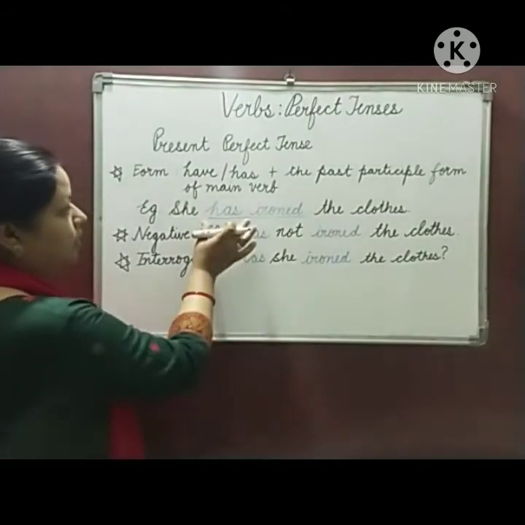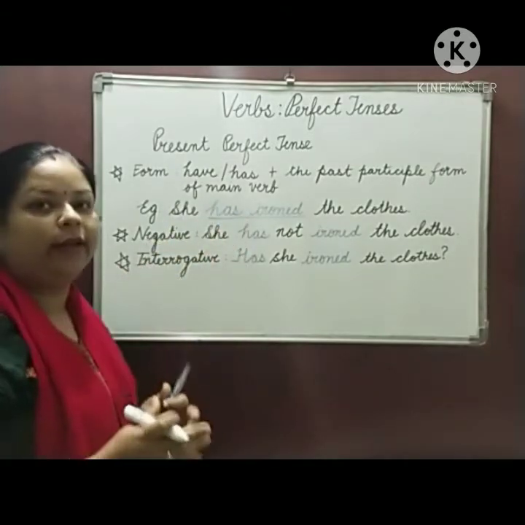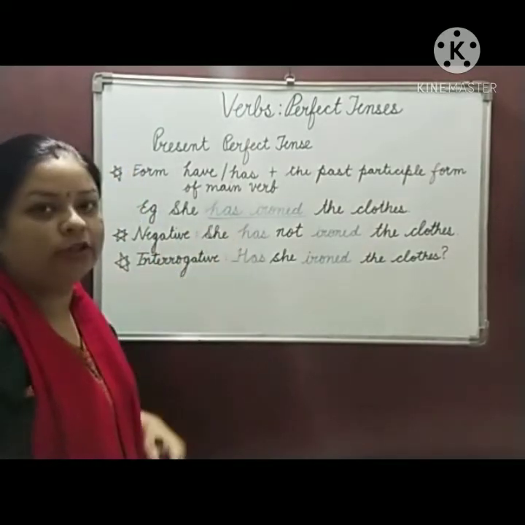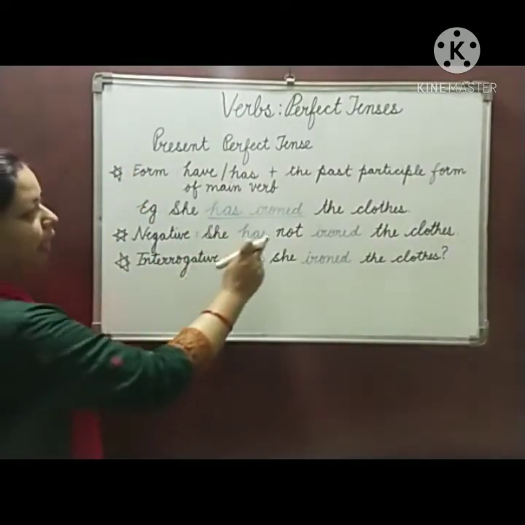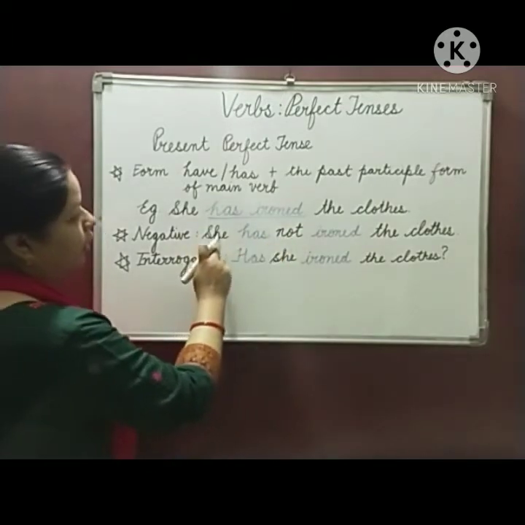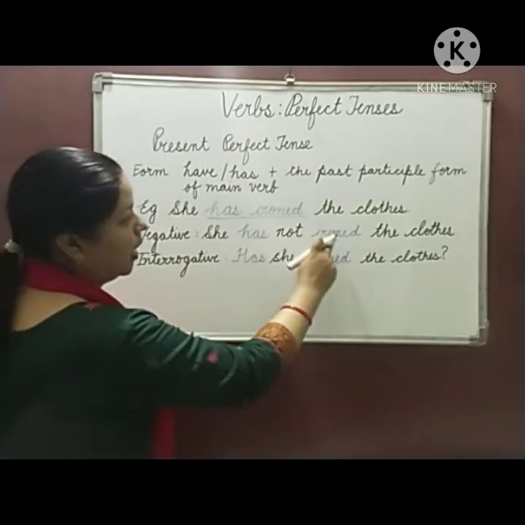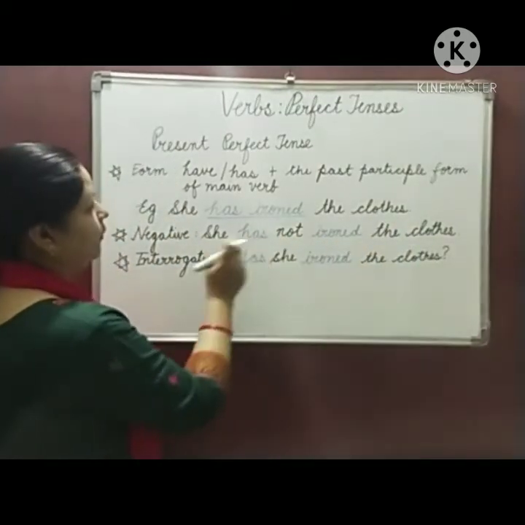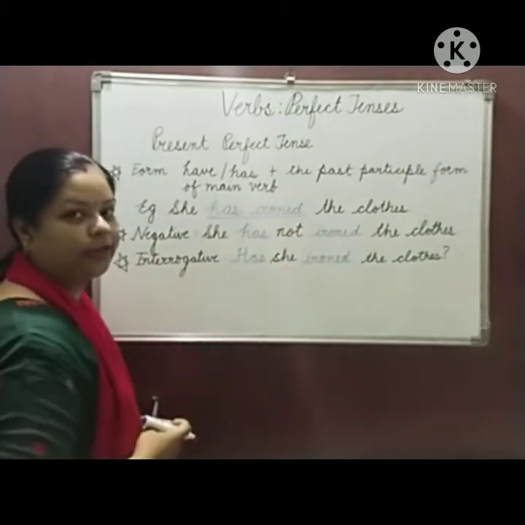Now the same sentence when we want to change it into the negative form. How to change the same present perfect tense into negative form? For that we will add not in the sentence and we will write it like this. She has not ironed the clothes. Now here we will use not and we will make the sentence negative.